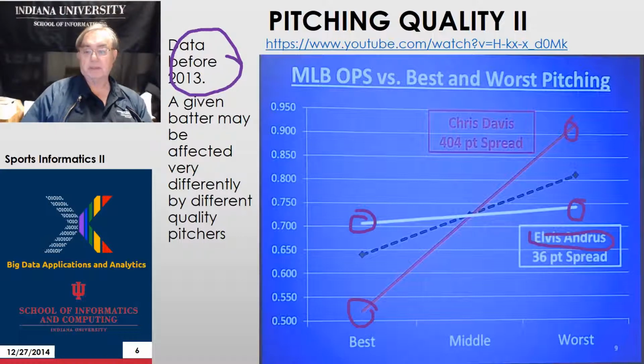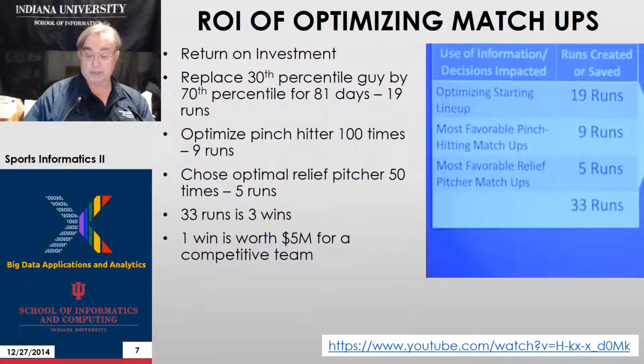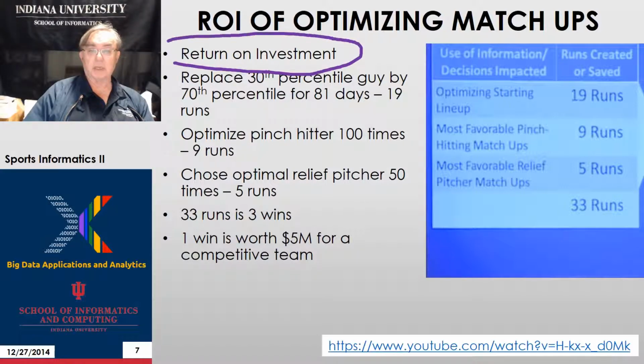Remember, all this is statistical, but we're going to make a statistical model to make all our predictions. So here are some measures from this video as to what you gain by doing all of this, the return on investment. Remember, we had a 30th percentile guy. That was one of the Yankee hitters against a particular pitcher. And then there was another Yankee player who was 70th percentile. And if you did that over 81 days, you would get 19 extra runs.